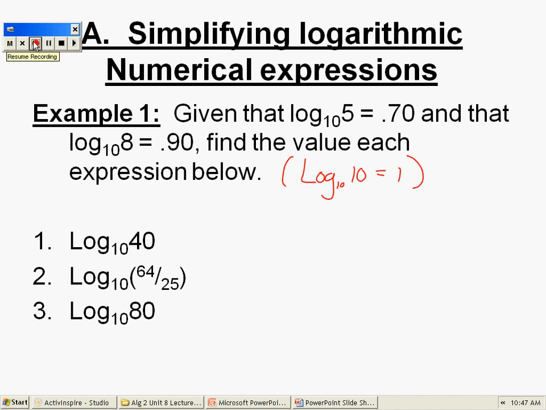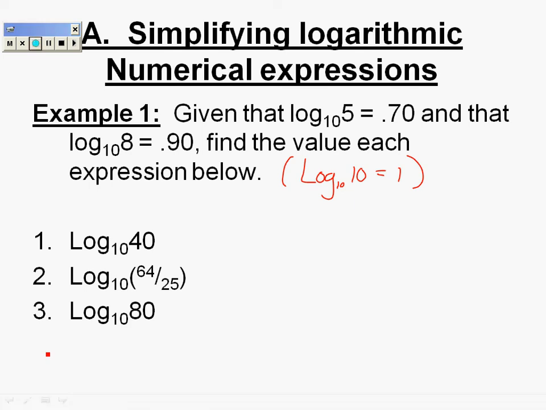So the reason why I stopped there to introduce you to that fact is because on number 3 you're going to run into a problem. There's no way we can write 80 as a 5 and an 8. If you broke down 80, you could do 8 times 10, and you could break the 10 apart into 5 times 2, but we can't use a 2, right? We don't know what log base 10 of 2 is, so you can't use that. But the good news is we can use 10 and 8. Because we know what 8 is and we know what 10 is.